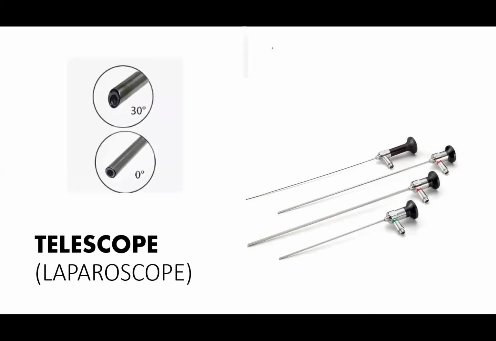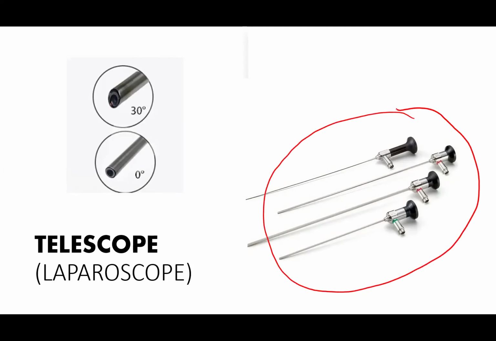Now we'll start with the first item, which is the telescope or the laparoscope. The telescopes for laparoscopic procedures are called laparoscopes. These are various, you can see images showing telescopes and the tip of various degrees, 0 degree or 30 degree.